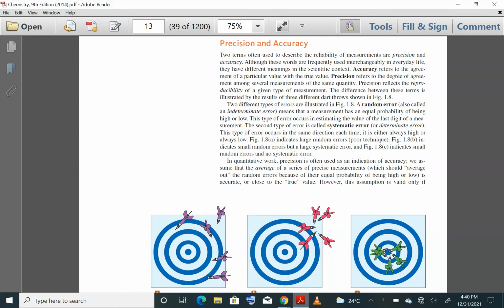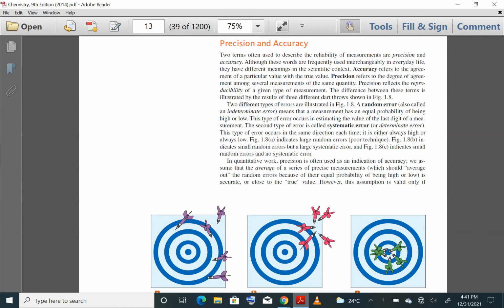So precision and accuracy. These are terms which we often hear, especially when we talk about quantitative analysis or quantitative measurements. So what exactly do these terms mean? It's very, very important to be able to understand them. Accuracy refers to the agreement of a particular value with a true value. So basically, when you are talking about accuracy, you have the true value. So what's the true value?